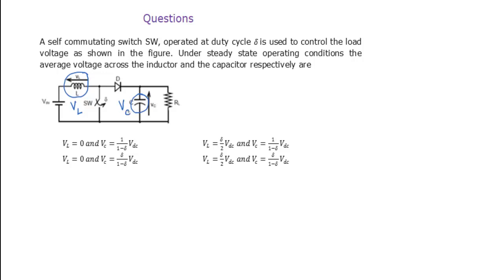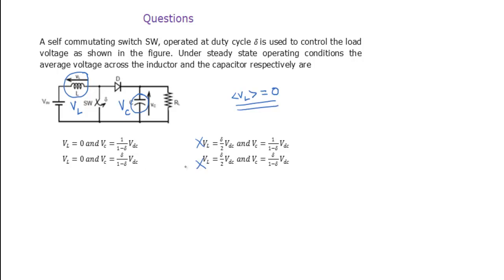I told you many times while discussing power electronics concepts that for a given periodical current, the average voltage across the inductor is always 0. It doesn't matter which circuit it is, this statement is true. So that's why this is straightforward. Average voltage across the inductor for the periodical current is 0. That is why this option is not correct, this option is not correct, eliminated. Either of these two is the answer.